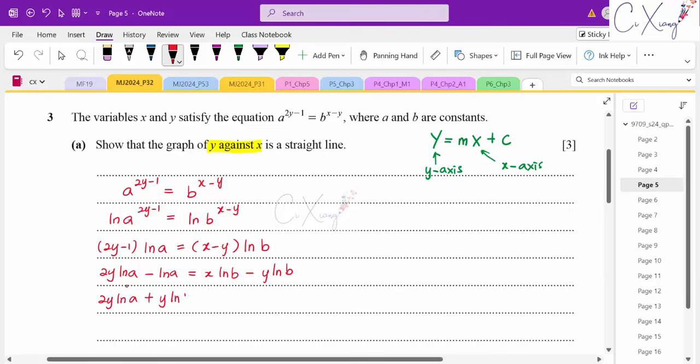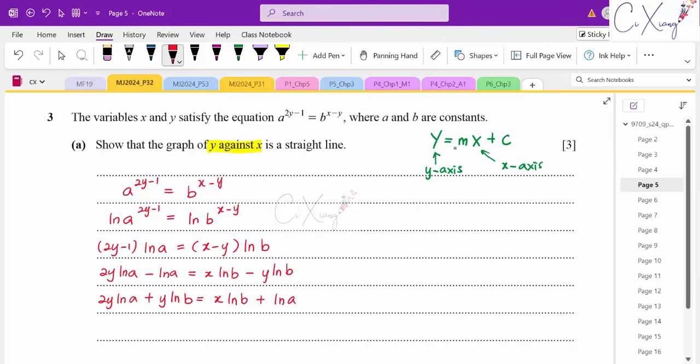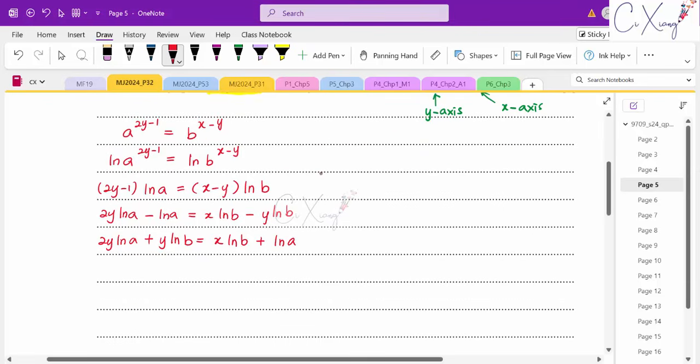If I try to group all the y on the left, I bring the y ln b over here, then all the terms without the y on the right. The constant term also I can put on the right, sorry. The x and also the constant term should be on the right. This is something with the x, this is something like a constant term, so I put everything on the right. These two terms have the y, so therefore I put them on the left. Then after that, I can factorize out the y. Then this is what I have for now.